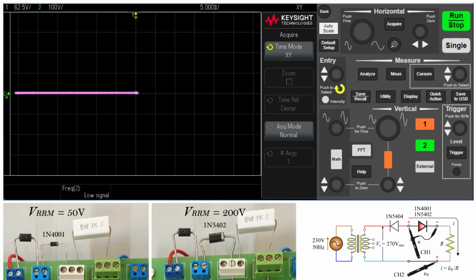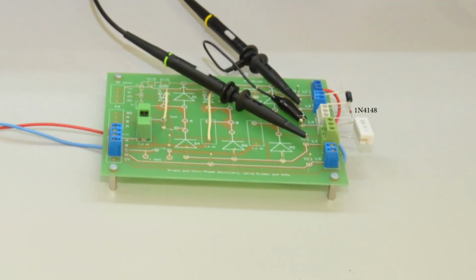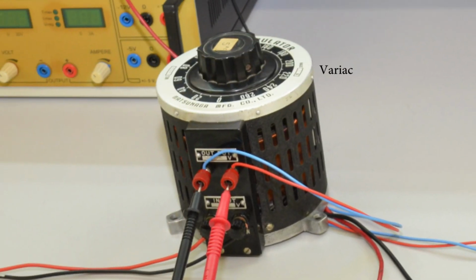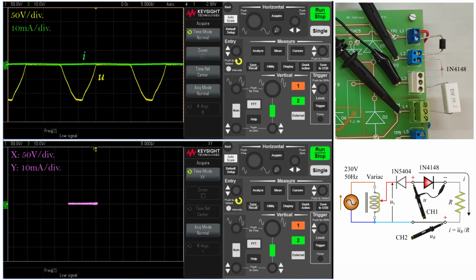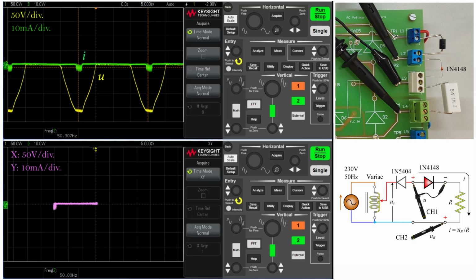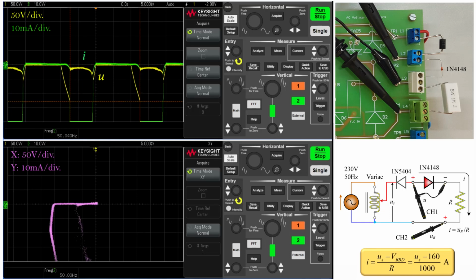If the supply voltage significantly exceeds the breakdown value, the diode is destroyed. So, the 1N4148 diode is supplied with variable voltage from the variac. The breakdown voltage is about 160 volts. At higher voltages, the diode holds the breakdown voltage and conducts current, according to formula. After a few seconds, the diode is short-circuited and destroyed.